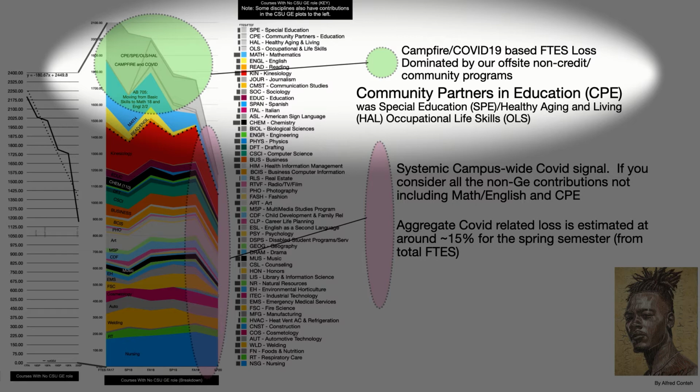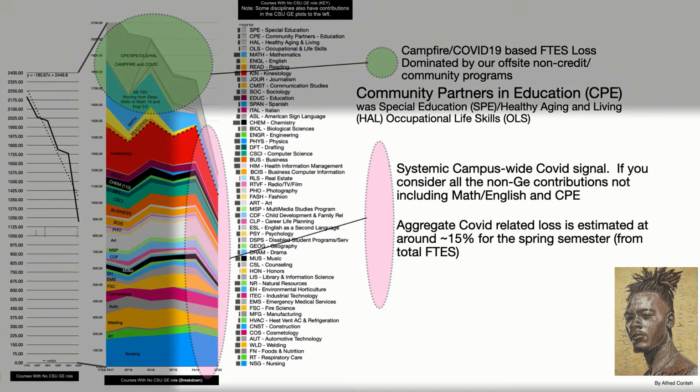These are all externally held centers. During the campfire, we lost 7 of these centers. There was a huge decrease in the FTES in these sections. Same thing happened with COVID. These are significant contributions to our overall total FTES, and campfire and COVID has decimated these contributions. This is a huge component of the downward trend seen in the non-GE courses.